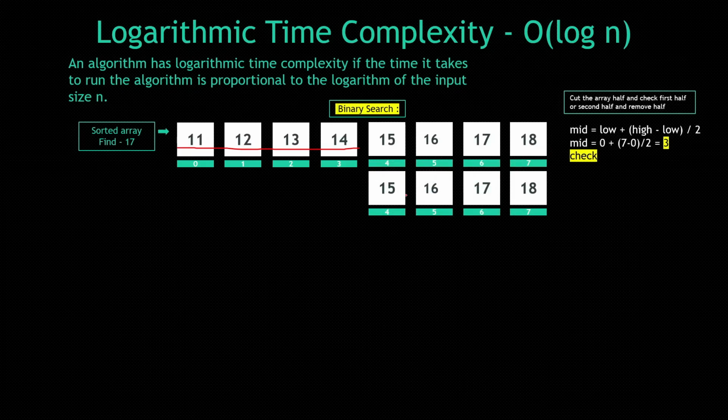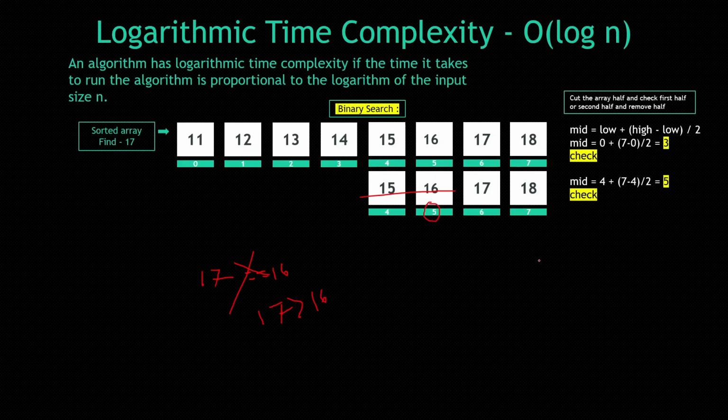Again we need to find the middle of this array. So middle equals lower index value 4 plus (higher index value 7 minus lower index value 4) divided by 2, which is equal to 5. So index 5 is our middle index now and its value is 16. Again check, is 17 equal to 16? No. Is 17 greater than 16? Yes, 17 is greater than 16.